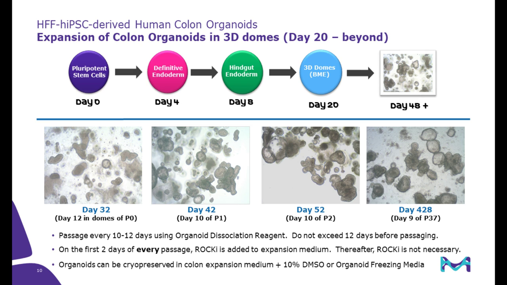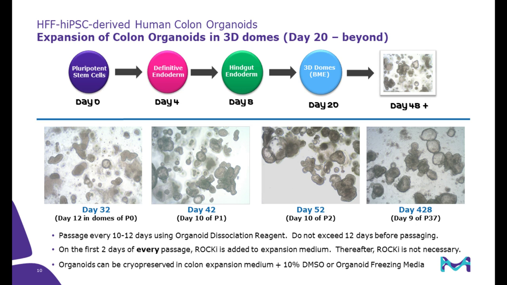Our iPS-derived colon organoids can be passaged over a long period of time. The image on the left is the first 12 days in a growth factor-reduced Matrigel dome, designated as passage 0. Note that the developing organoids are not mature yet, and they do not have much budding. Day 42 is day 10 of passage 1. Organoids are bigger and have multiple buddings. Day 52 is day 10 of passage 2, and organoids have complex structures and budding. At this stage, these organoids are considered to be mature.